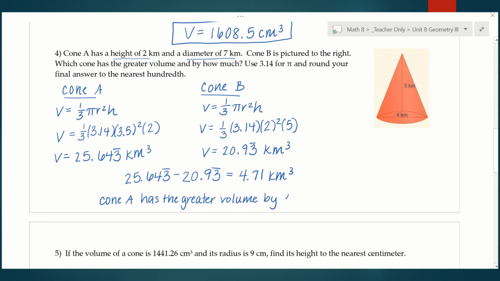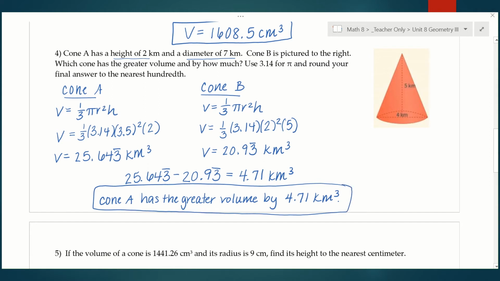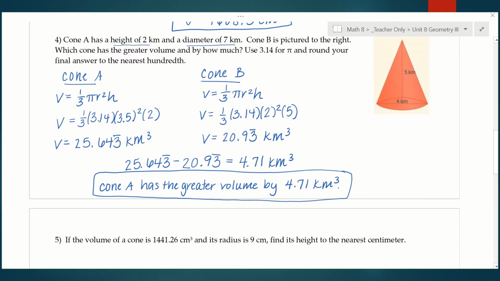I'm going to say by 4.71 cubic kilometers. All right. Let's go to number 5.